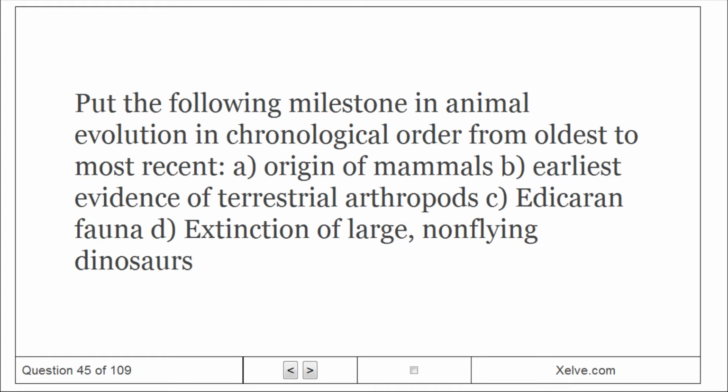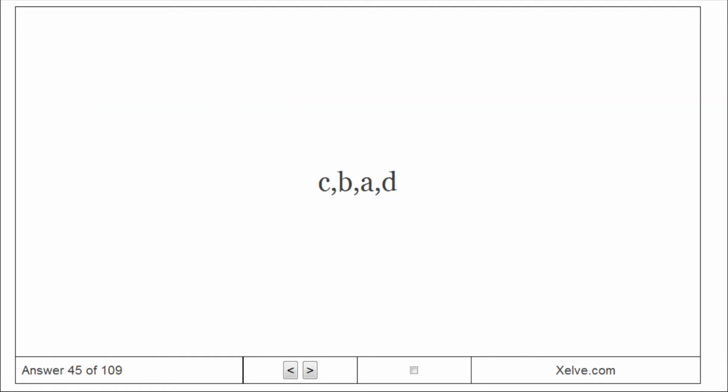Put the following milestones in animal evolution in chronological order from oldest to most recent. A. Origin of mammals. B. Earliest evidence of terrestrial arthropods. C. Ediacaran fauna. D. Extinction of large, non-flying dinosaurs. C, B, A, D.